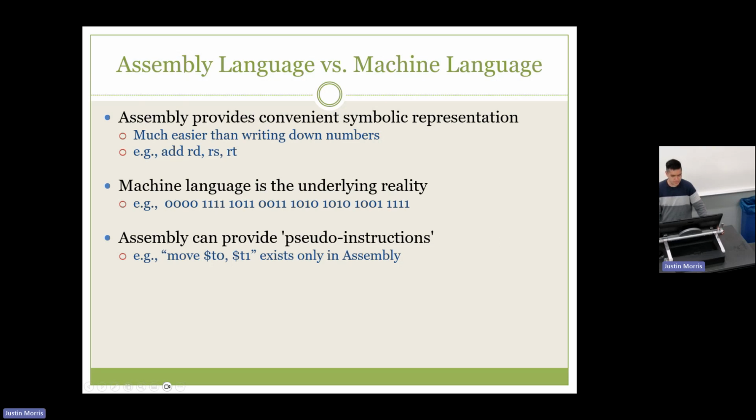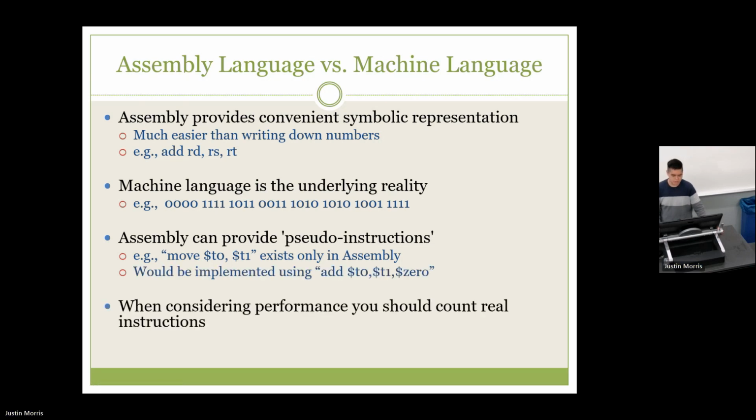And assembly can also provide these pseudo instructions that are much easier to use. So this move T0 to T1 does not exist in reality, but it is much easier to understand at the program level what it's doing if you're calling it move T0 T1 rather than add T0 destination. T1 is one of the operands, 0 is the other operand. So it's basically just T1 plus 0 into T0, right? And that is essentially move T1 into T0.